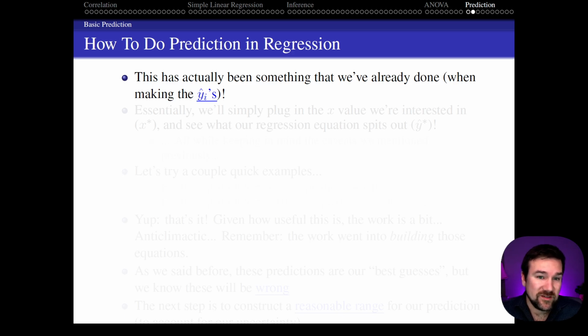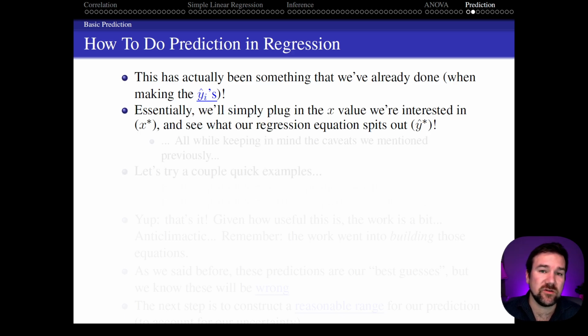We've actually already been doing some predictions in regression, believe it or not. We've been doing that when we made the y hats as part of our calculation in inference. Essentially, what we're going to do for prediction with a new value is take the X value we're interested in. We're going to use a new notation for that. We're going to call that X star, and then we're going to predict what we think is going to happen in the outcome for this new independent variable. And we're going to call that prediction Y star hat. So we're going to take a new value and predict on the line what that value is going to be associated with.